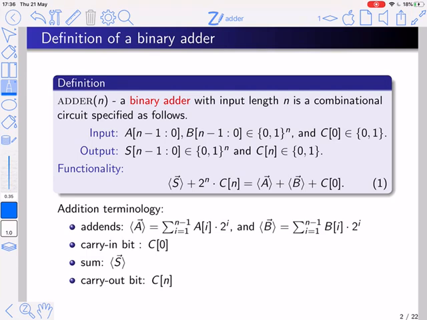It is very common to use the following terminology when we talk about binary addition. We refer to the two input strings A and B as addends. We refer to the bit C0 as the carry in bit. We refer to the bit Cn as the carry out bit. And we refer to the string S as the sum string, or the sum.